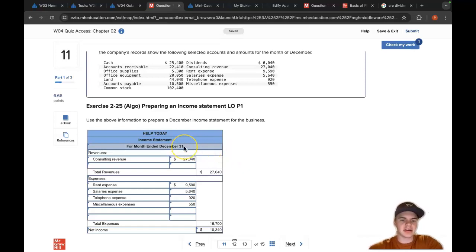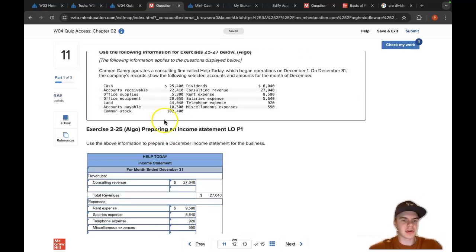So the first thing you'll want to do is input this right here. The income statement is for the whole month. It's not just one day. So make sure you pick for the month ended December 31st. Then next we have our revenues, which is usually the first item on an income statement. We look at all the information right here, and we see that the only revenue we have is the consulting revenue. So we'll input that right there. And so our total revenue would be $27,040.